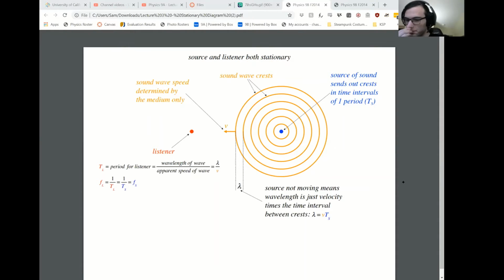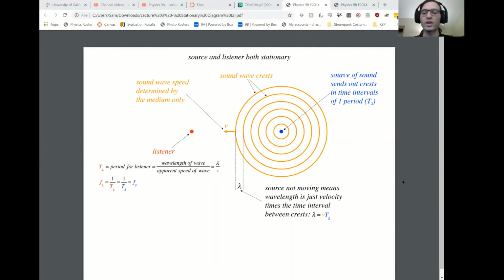Further, we know that the sound wave speed depends only on the medium in which the sound is propagating, right? That's just a property of waves. So the speed v is just the same. So the question is, how do you get the period, i.e., how do you get the wavelength, if you're just a stationary listener? You can't get out a measuring stick.